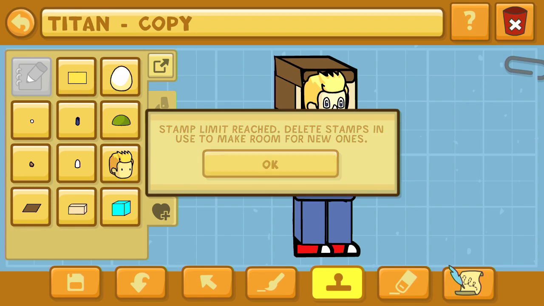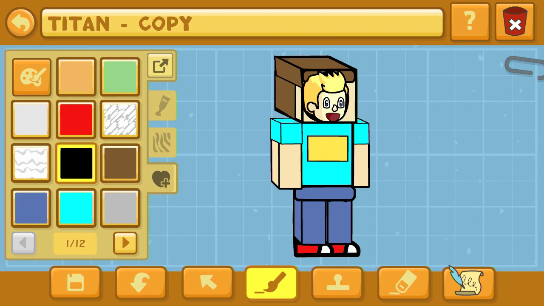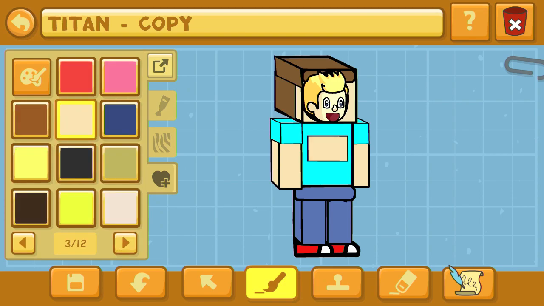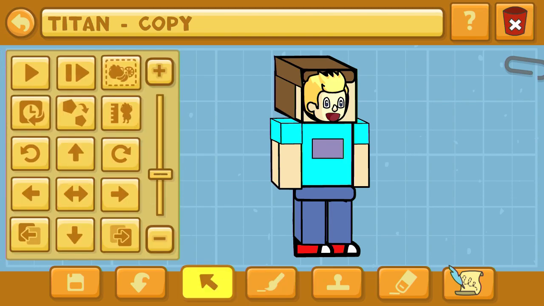We reached the stamp limit. Of course, that's one of the features of this game, that you do have a limitation to how many stamps you can put down. So that's the limit right there.